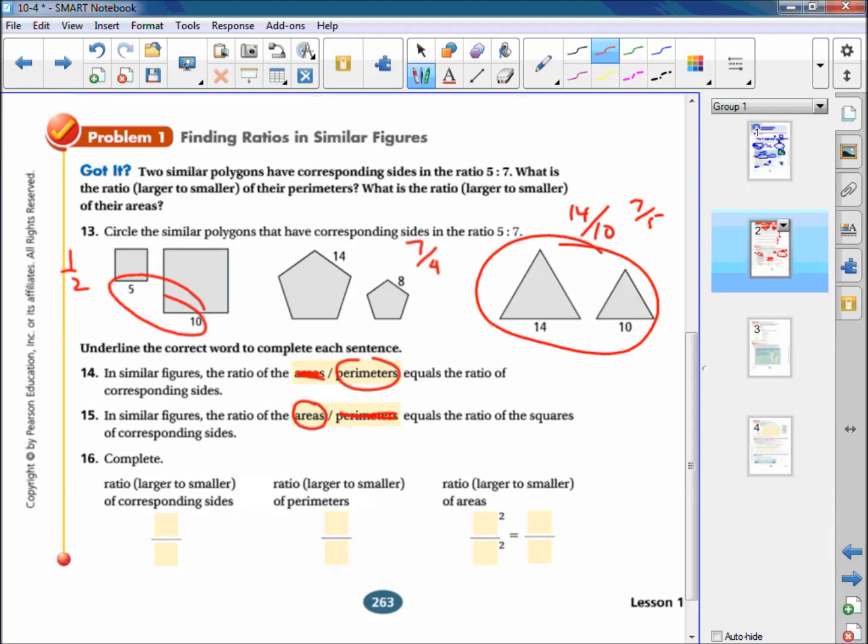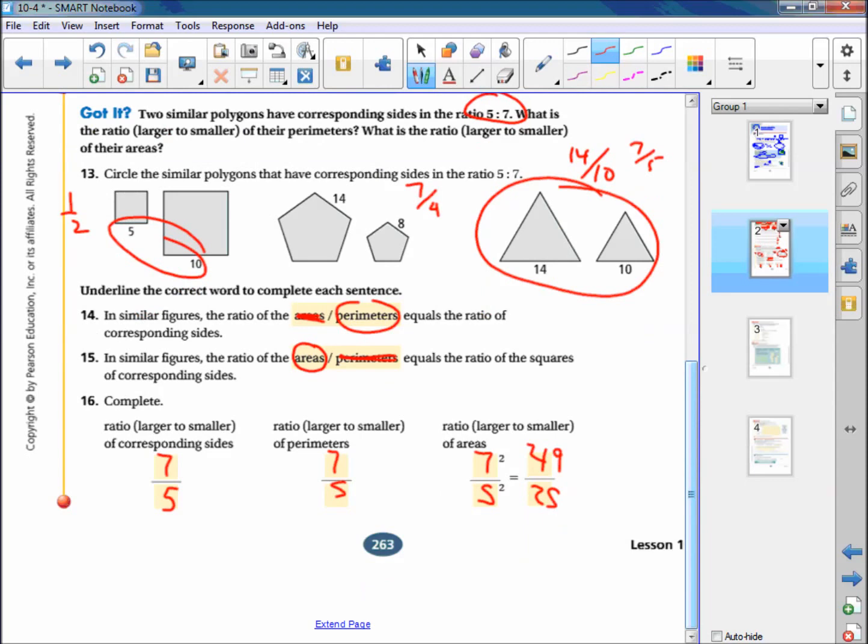The ratio of the larger to the smaller is 7 to 5. Okay. So this guy is larger to the smaller. That's 7 to 5. We were given the ratio of 5 to 7, smaller to larger originally, okay? And the ratio of the larger to the smaller for the perimeters is going to be exactly the same, 7 to 5. And the ratio of the areas is going to be 7 squared to 5 squared, which is 49 over 25, okay? And that 49 over 25 will not reduce because if 7/5 doesn't reduce, then squaring it is not going to make it reduce either.